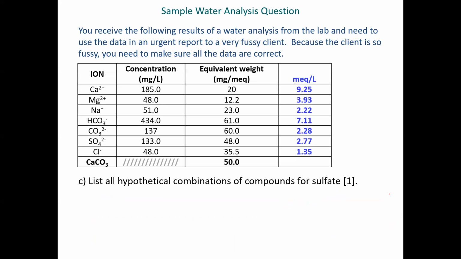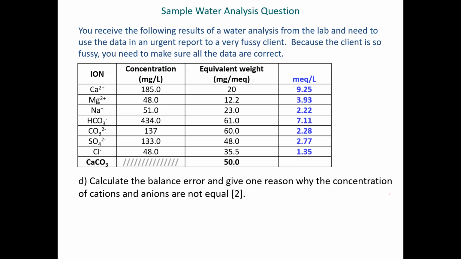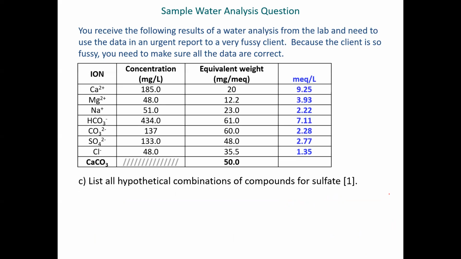So list all hypothetical combinations, right? I'm not going to ask you for every single hypothetical combination, but in this case, you can see I'm asking for sulfate. So remember for sulfate, here's sulfate right here. So what I'm doing is just combining all sulfate with each of the cations, right? So you can have calcium sulfate.